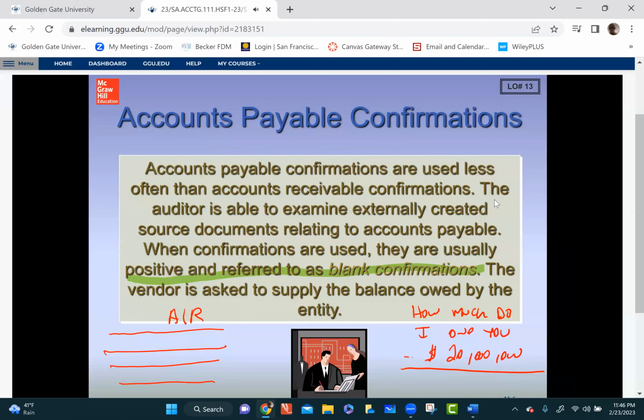Okay, so you can't just use confirmation for the completeness assertion, guys. If I was reviewing your work papers, if I was doing a peer review and all you did was confirm the accounts payable, I'd say, hey, you have to add some of these other procedures like the subsequent disbursement test that we talked about a minute ago. But you can get some evidence to help you with the completeness assertion through this accounts payable process, but it should be blank positive to help make sure that your client's vendor is doing a thorough job in looking for those. Okay. Okay, good.